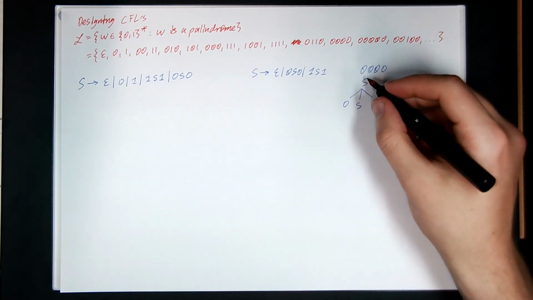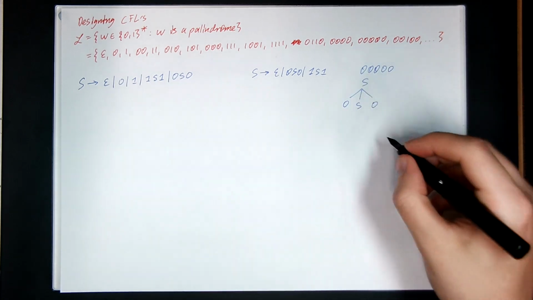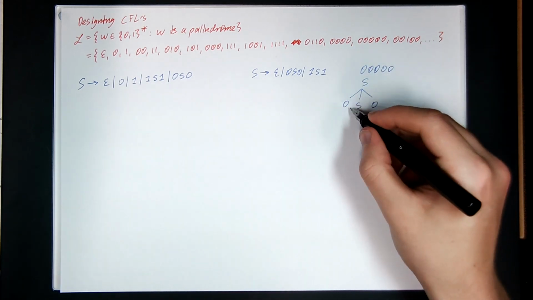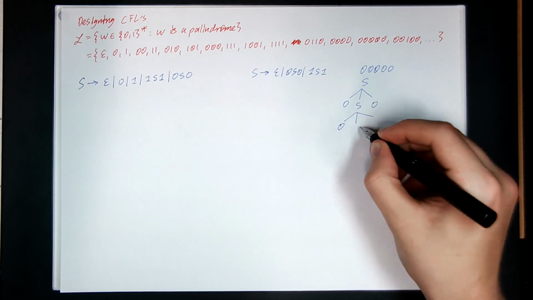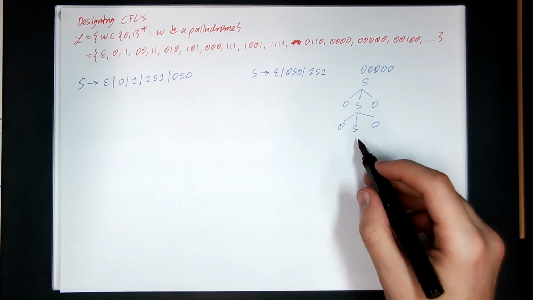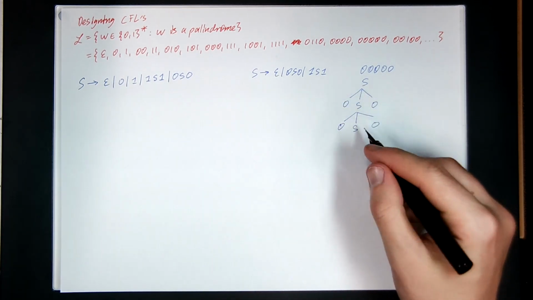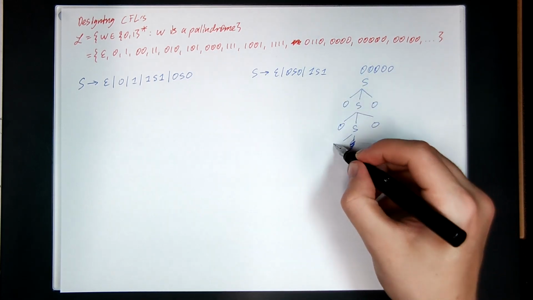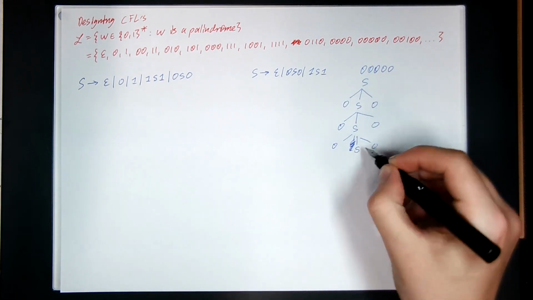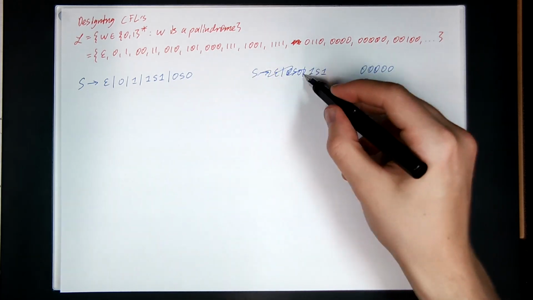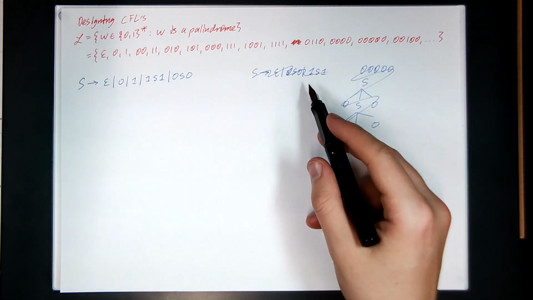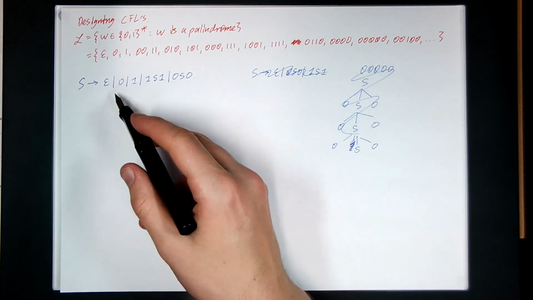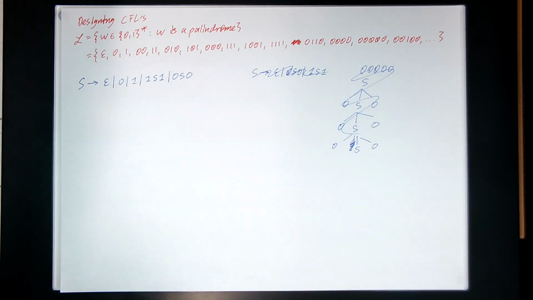It'd be impossible to make a string of odd length. So suppose it was 5 zeros. So 0S0, and then 0S0, and then I'm stuck. Because if I go up to epsilon, there'll only be 4 zeros. And if I add another transition like this, that'll be 6 zeros. So this will not work. This would be only generating palindromes of even length. I have to include the cases of 0 and 1 separately.